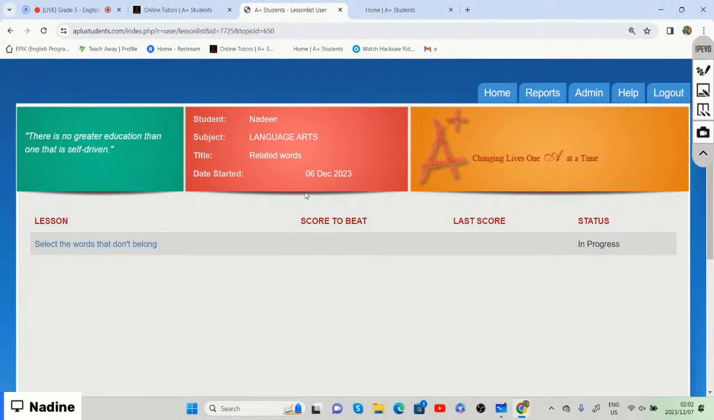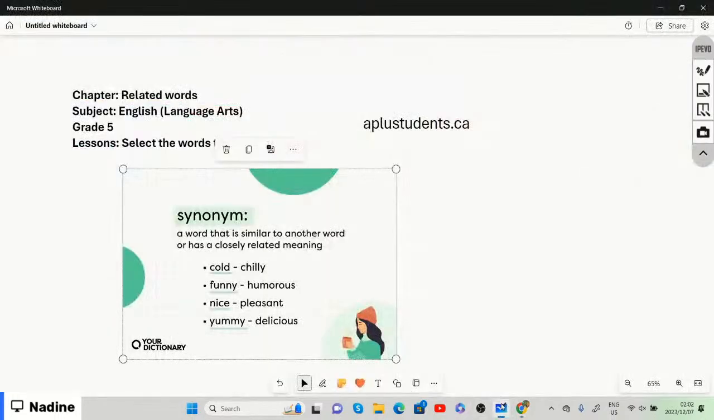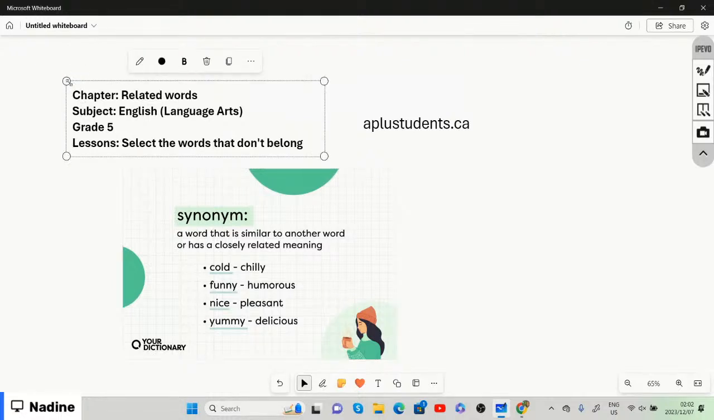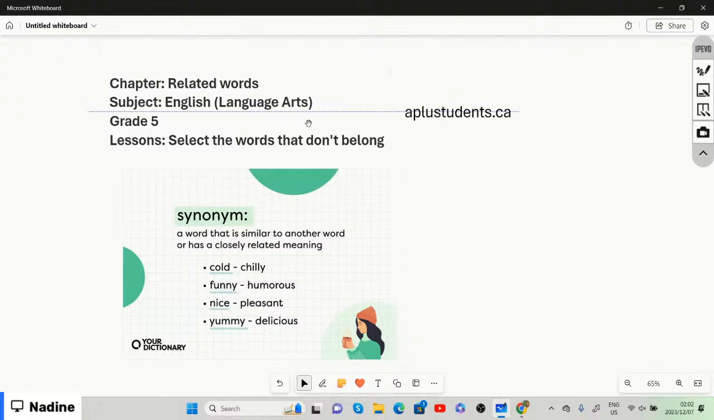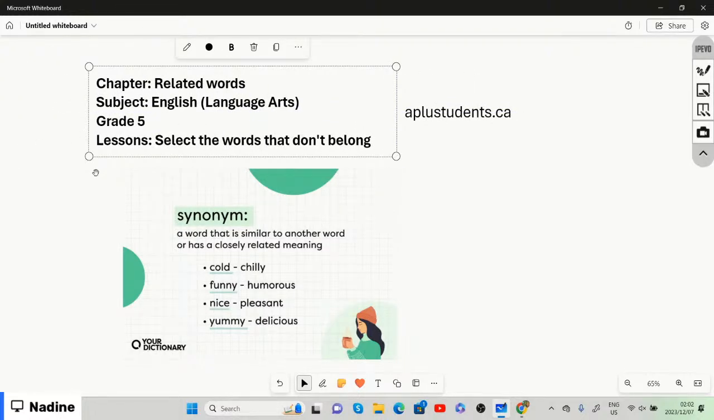So our chapter is related words. Our subject is English, which is language arts, grade 5. And the lesson that we're going to be focusing on under the chapter of related words is to select the words that don't belong.